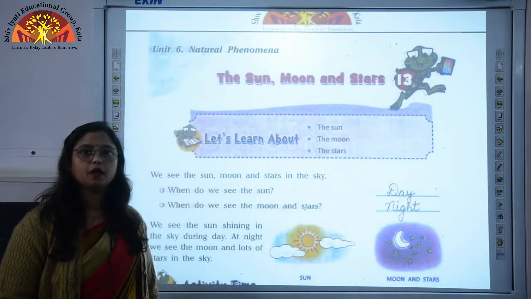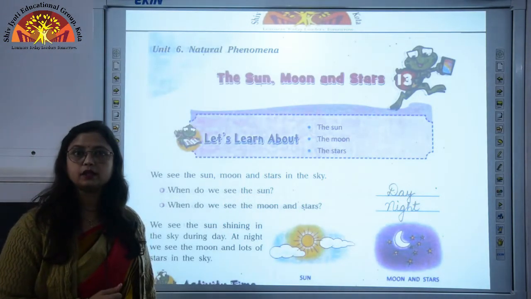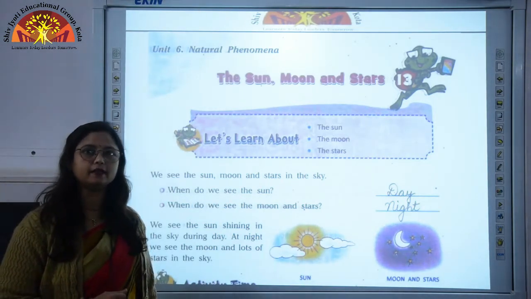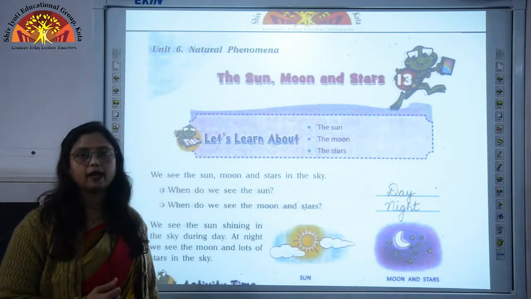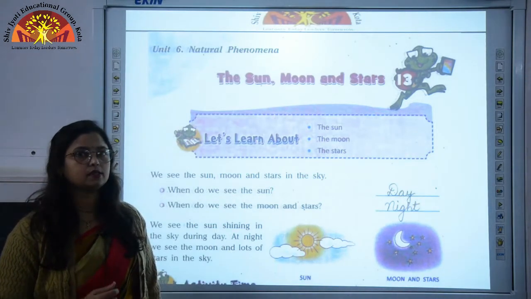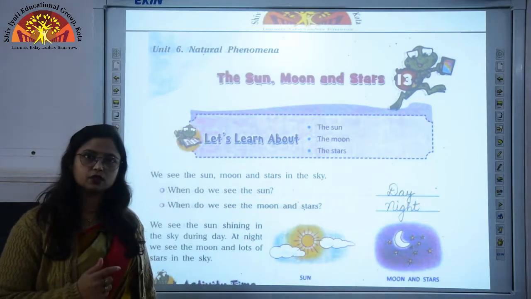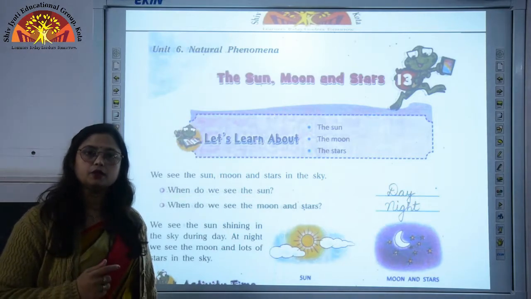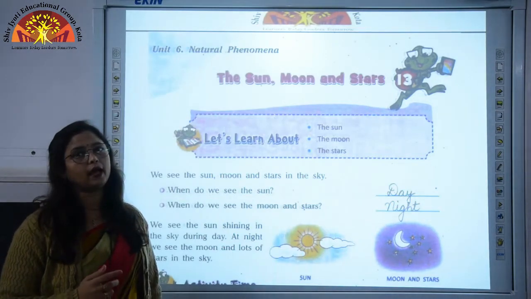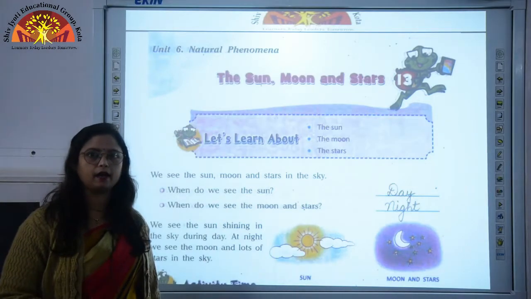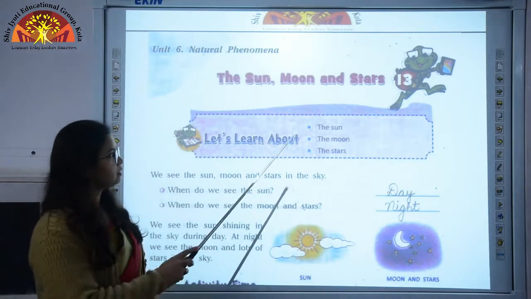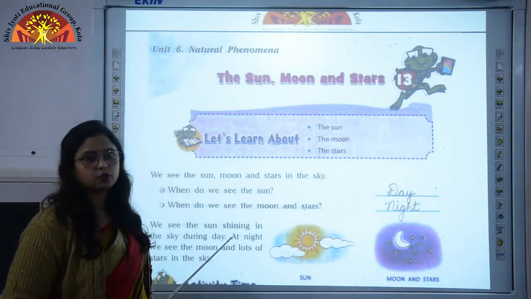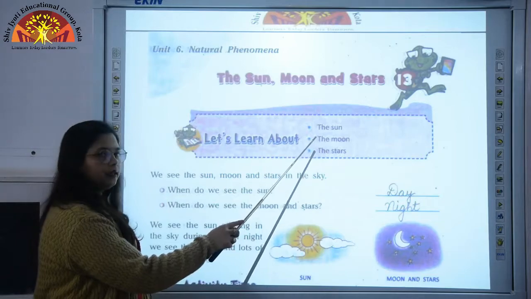So children, if you look up at the sky during the daytime, what do you see over there? There is sun shining brightly in the sky. Now, if you look at the sky during the night time, what do you see over there? Is sun there? No, you do not see sun over there during the night time. So, during the night time, we see moon and lots of stars in the sky. So, in this chapter, we will study about the sun, the moon and the stars. But in part 1, we will discuss only about the sun and the moon.